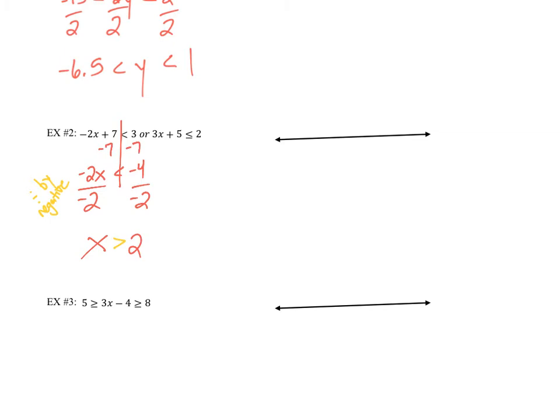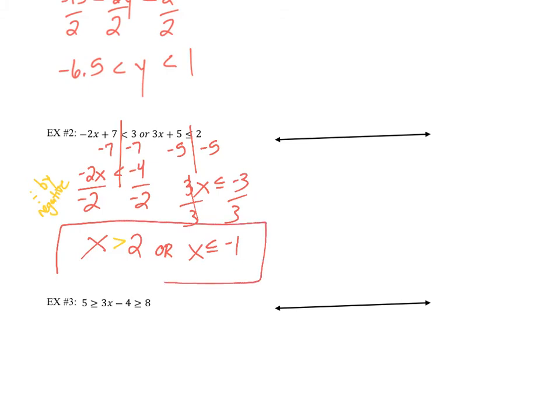And then solve the one on the right. So you subtract 5. You get 3x is less than or equal to negative 3. And we divide by a positive 3, so it doesn't flip. X is less than or equal to negative 1. So we have x is greater than 2, or x is less than or equal to negative 1.